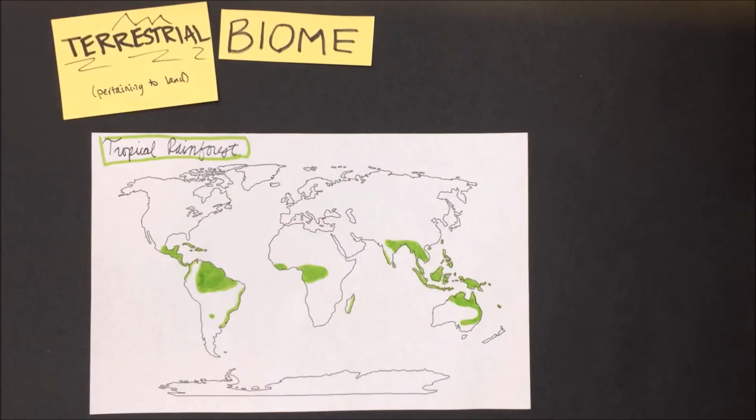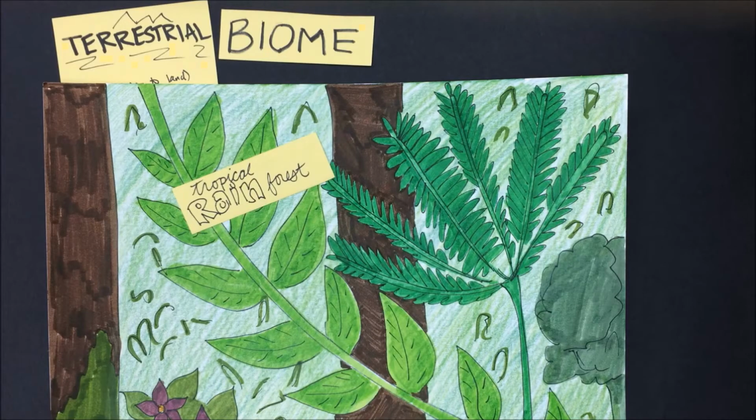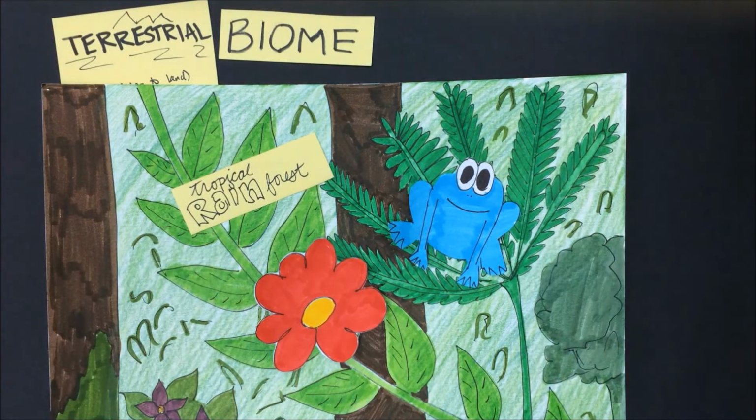The tropical rainforest is the biome that has the highest temperature and highest precipitation. It's located right around the equator and has the most diversity of plant and animal life of any biome. The tropical rainforest is home to many unique plants and animals.